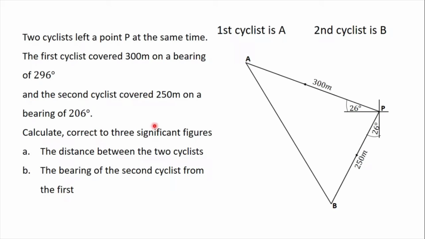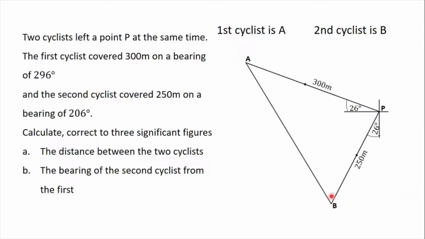We are going to learn how to find the distance between the two cyclists. Remember, in the previous video, we said that we are calling the first cyclist A and the second cyclist B. So if you are finding the distance between the two cyclists, what we are doing is finding the distance AB. So how do we find the distance AB?